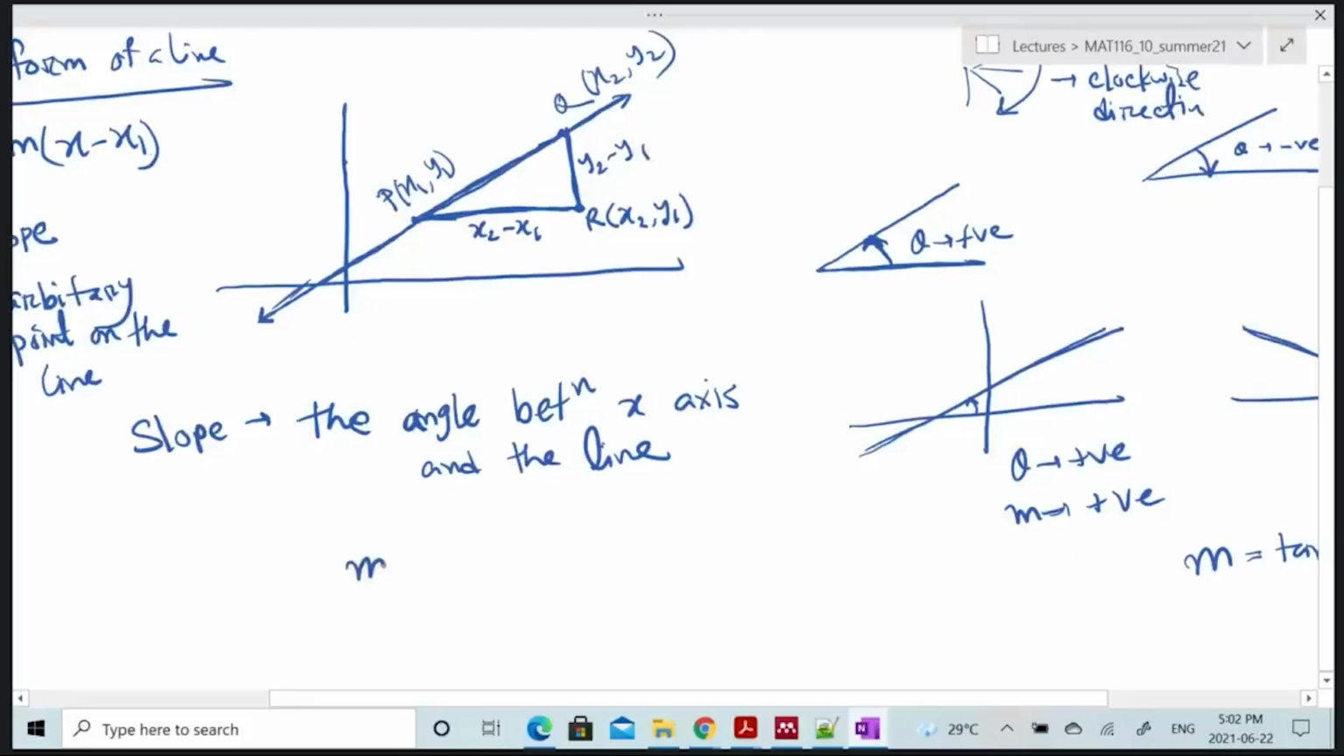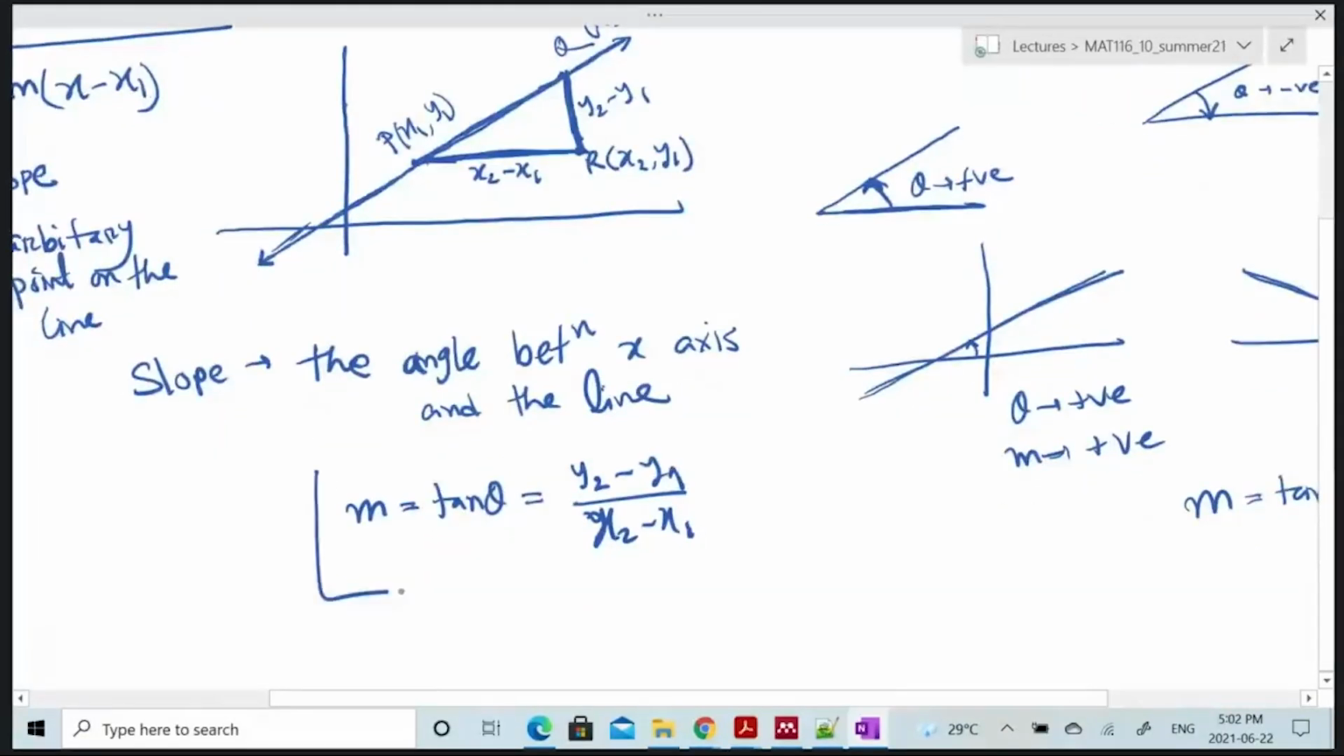Now, if I say that m equal to tan theta, do you remember how we calculate tan? If I have a triangle, what should be tan? Yes, ma'am. y2 minus y1 by x2 minus x1. Exactly. Because you know tan is basically opposite divided by adjacent. So this is the formula for finding the slope provided that x1 is not equal to x2.